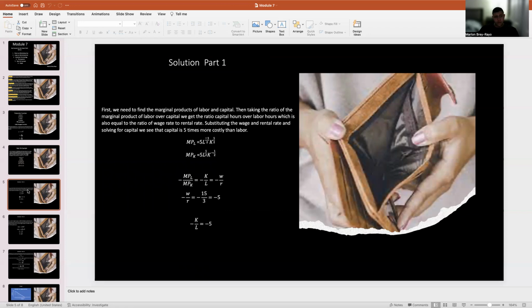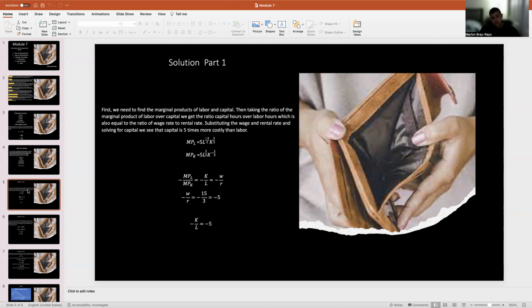Now, first we need to find the marginal product of the labor and capital. Then taking the ratio of the marginal product of labor over capital, we get the ratio of capital hours over labor hours, which is also equivalent to the ratio of the wage rate and the rental rate. Substituting the wage and the rental rate and solving for capital, we see that capital is 5 times more costly than labor. Sorry.